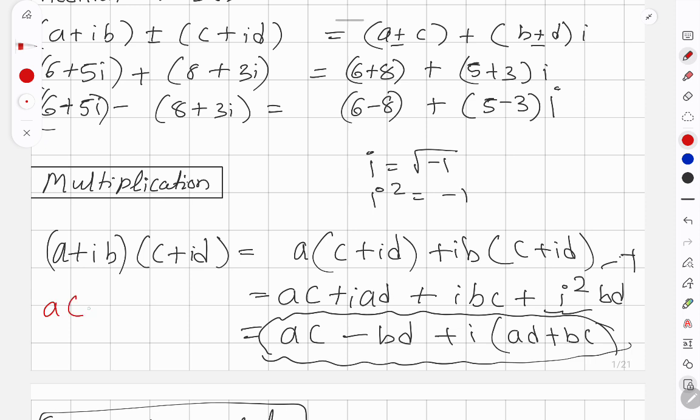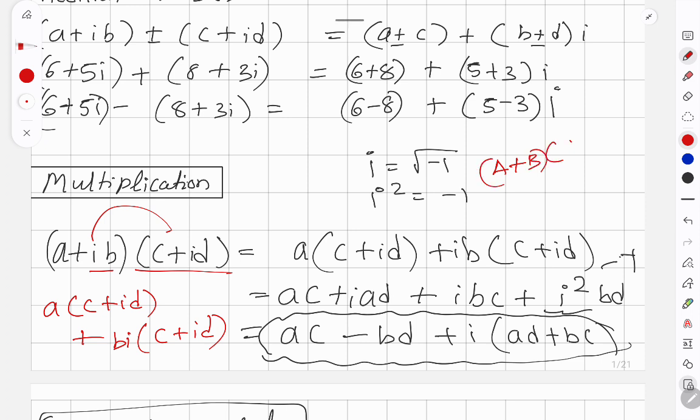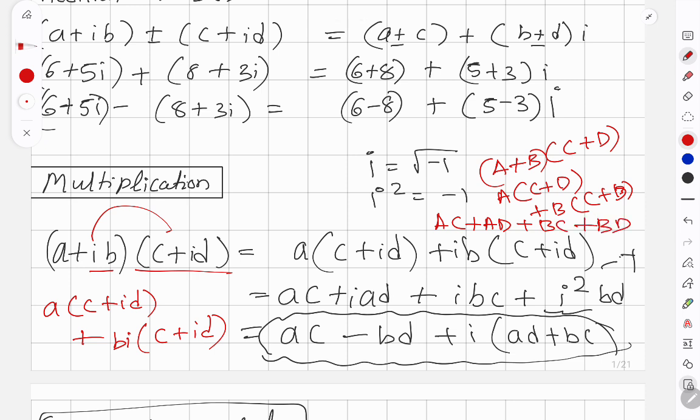So I can write a plus ib multiplied with c plus id. This one is multiplied with this one and this one is multiplied with the whole one. So a plus b multiplied with c plus d is a into the whole c plus d, plus b into c plus d, which is ac plus ad plus bc plus bd. Now did you get it?